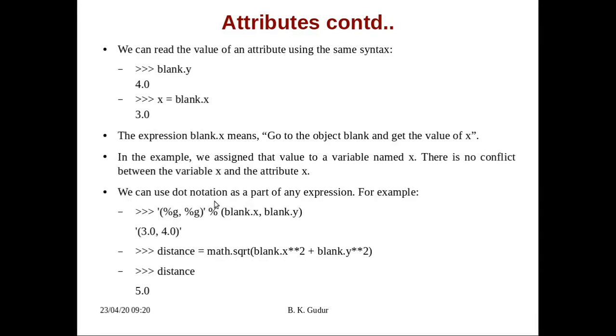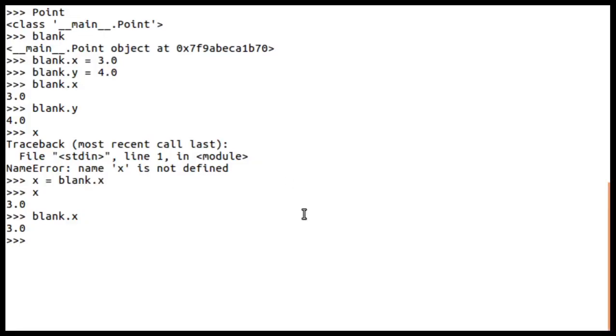We can use dot notation as a part of any expression. For example, if I want to print the point, I can use %g for printing, or %d for integers. We can use either %g or %d. Here, %g comma %g, percent of blank.x comma blank.y, which represents a tuple, like a point. The same thing we can see in a terminal here.